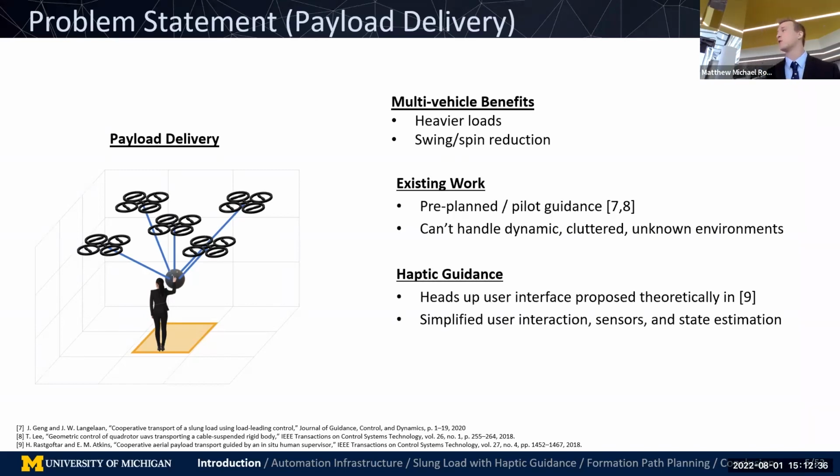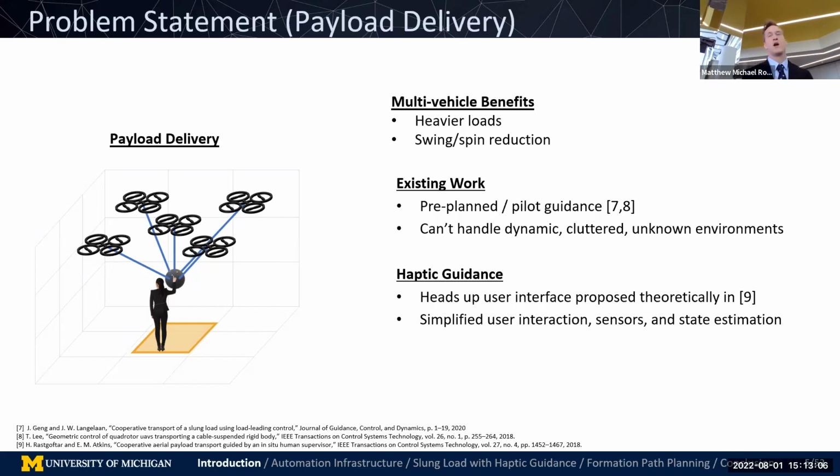Existing work for the multi-vehicle slung load problem assumes guidance is either pre-planned or piloted. But for environments that are either dynamic, cluttered, or unknown, this may not work. Consider a disaster relief scenario where you previously had satellite data, LiDAR point clouds, something of that nature, and then all of a sudden a disaster occurs. After that, you no longer have accurate data. You have to rely on onboard sensing. If your onboard sensing isn't perfect, you're going to have to go into a risky environment.